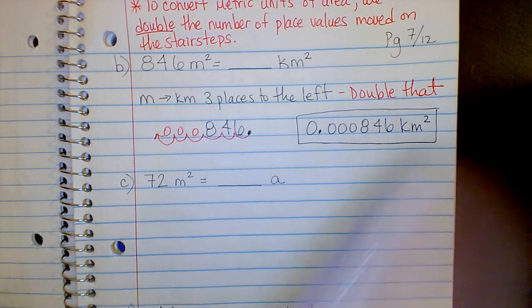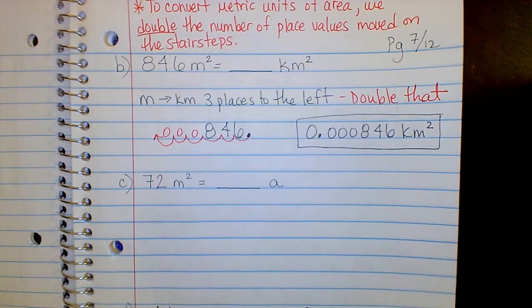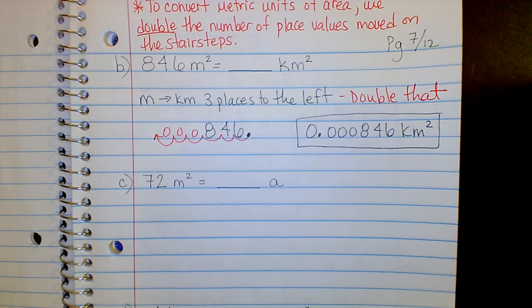Square kilometers is like square miles. That's going to be like really big land measure. Whereas square meters is more like measuring square footage, like measuring the inside of your house or inside of an apartment or classroom, things like that.